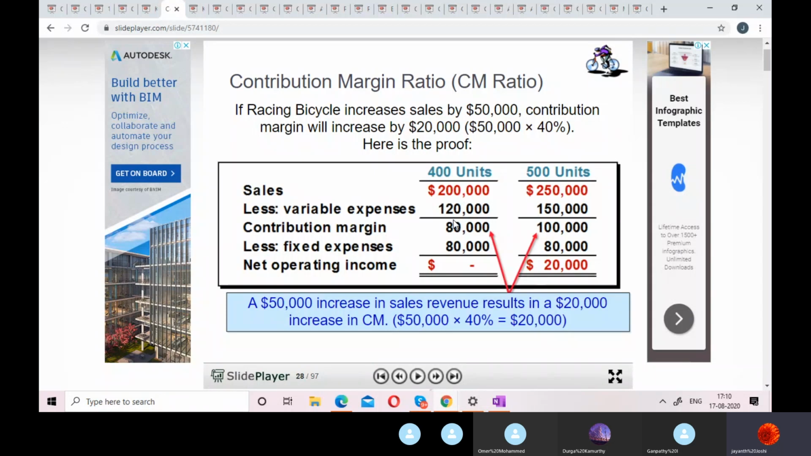Variable expense will also increase here. Your contribution margin has increased by 20,000. Fixed expense is always fixed, and operating income here is more by 20,000. So as the sales have increased by $50,000, it results in an increment in the contribution by $20,000. How? The increased sales amount into contribution margin. That's it. Okay.